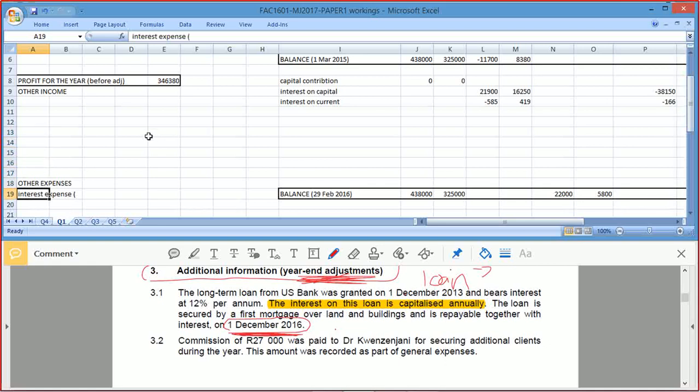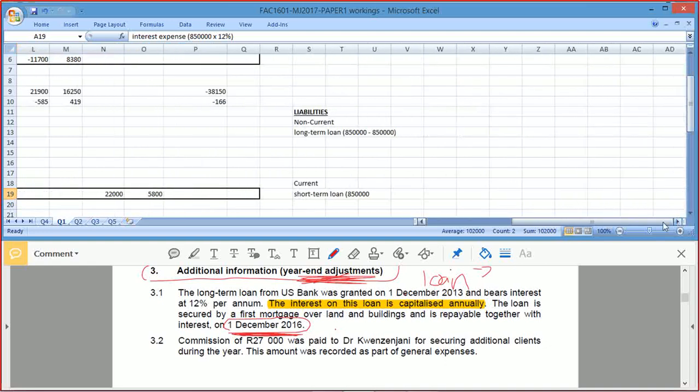Won't it be 12%? Okay, it's going to be 850,000 times 12% divided by 12. Yeah, just times 12%, that's it, correct. Okay, so 850 times 0.12 gives you 102. Okay, so is this going to be capitalized, yes or no? Yes. So if it's capitalized, it's going to be added to the balance of the loan. Right, so plus 102.